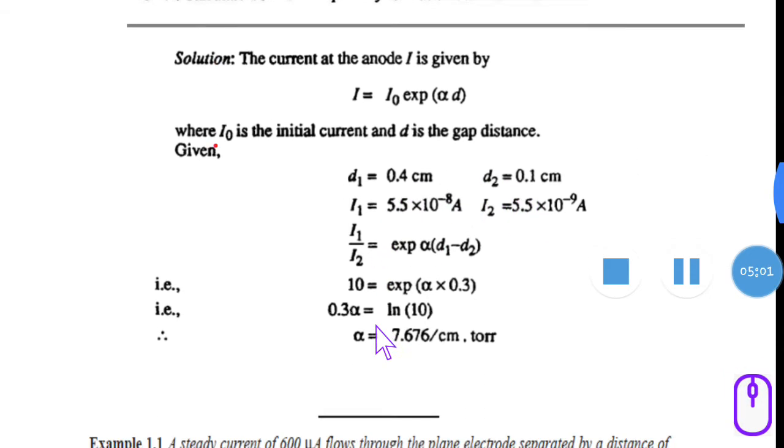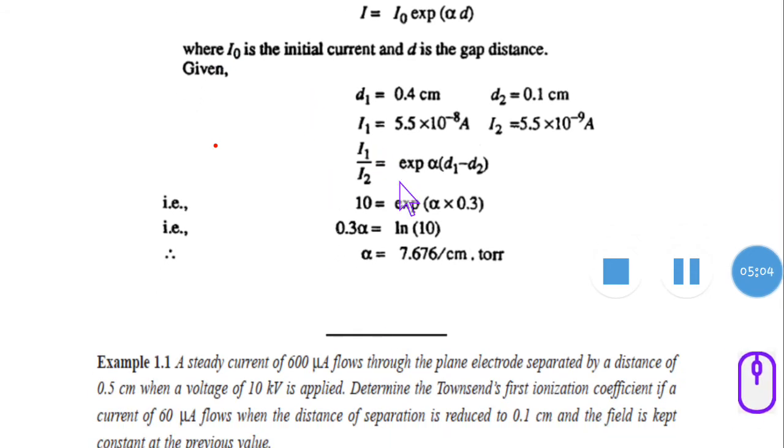You have to find here using this equation: I1 by I2 equals exponential alpha (d1 minus d2), because we are taking two. If you compare two, we have to take I1 by I2. So if you do I1 by I2, it will be 10. From that, you have to get the alpha value.